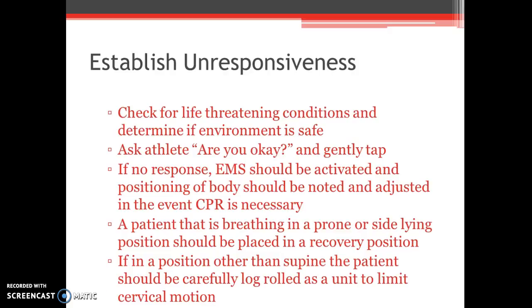All right. When we get to the athlete, we're going to ask, "Are you okay?" If no response, immediately you tell someone to call 911. Again, this is just basic CPR. A patient that is breathing in a prone or side-lying position should be placed in a recovery position. Essentially, we want to get them to where if we do have to spine board them, they're in a more stable position. All right, and you should go over that more in CPR.